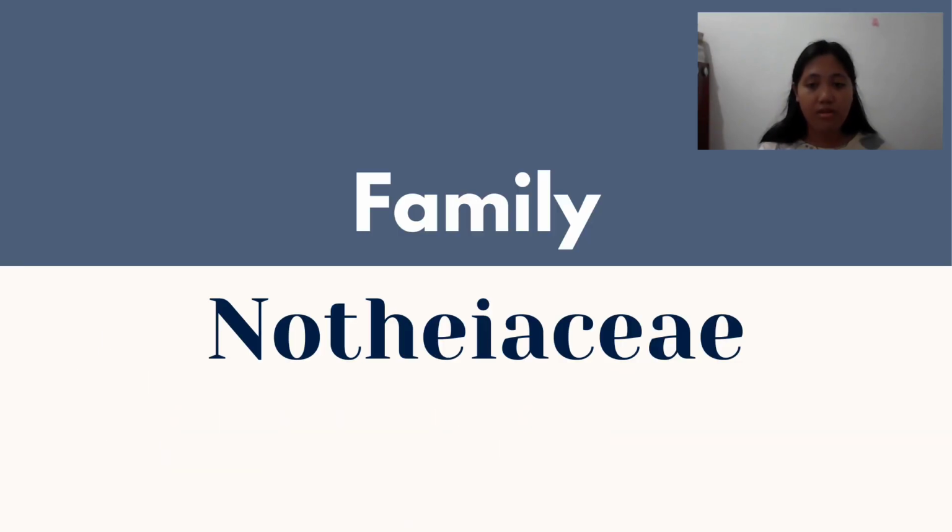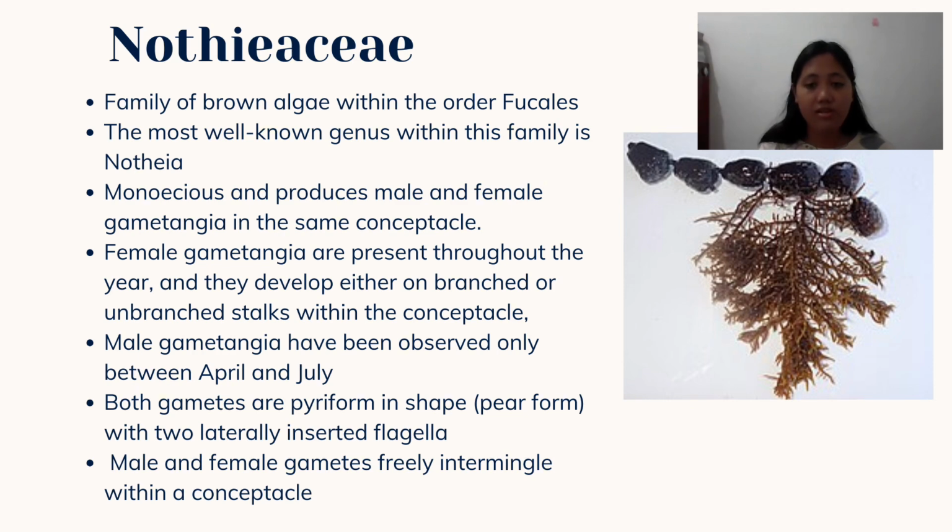Next is the family Notheaceae. The family Notheaceae is a family of brown algae within the order Fucales. The most well-known genus of this family is Notheia. They are monoecious and produce male and female gametangia in the same conceptacle. The female gametangia are present throughout the year, and they develop either on branched or unbranched stalks within the conceptacle. Meanwhile, the male gametangia have been observed only between April and July. Both of the gametes are piriform in shape, with 2 laterally inserted flagella.